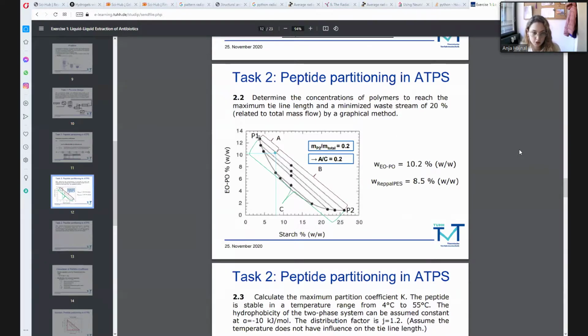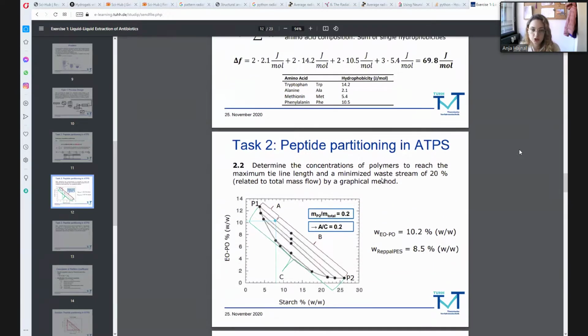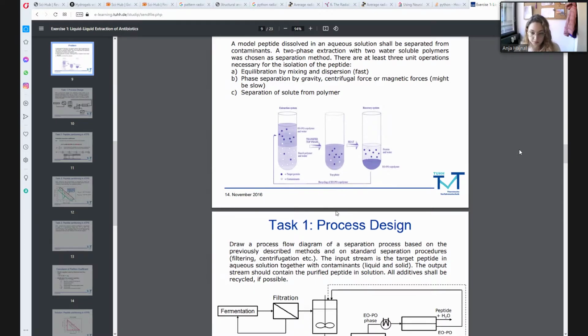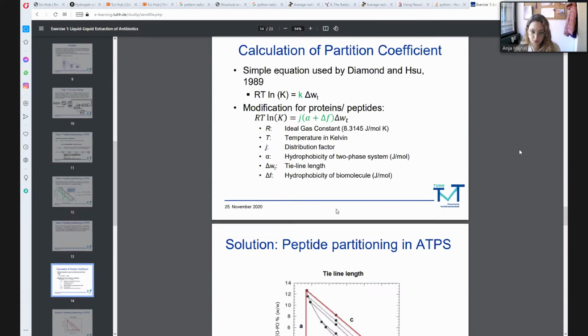And from here, we can read that the concentration of EOPO in the top phase is 12.7 weight percent. Okay? So we know the concentration of the top phase, and this is this fraction here. So we then take only the top phase, and now we want to get an EOPO-rich phase. We can do this by cloud point extraction and by adding heat to our system. And this is what this part of the task is about.